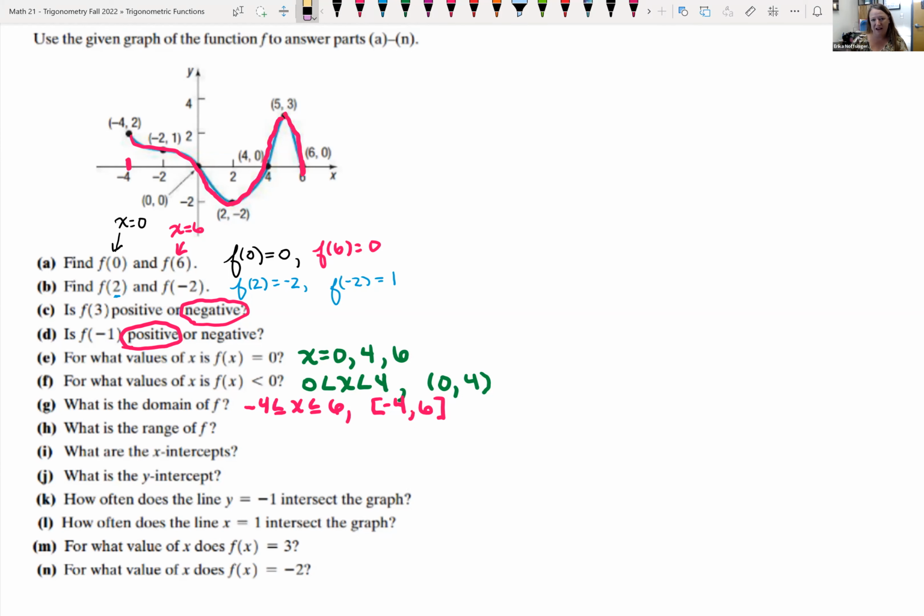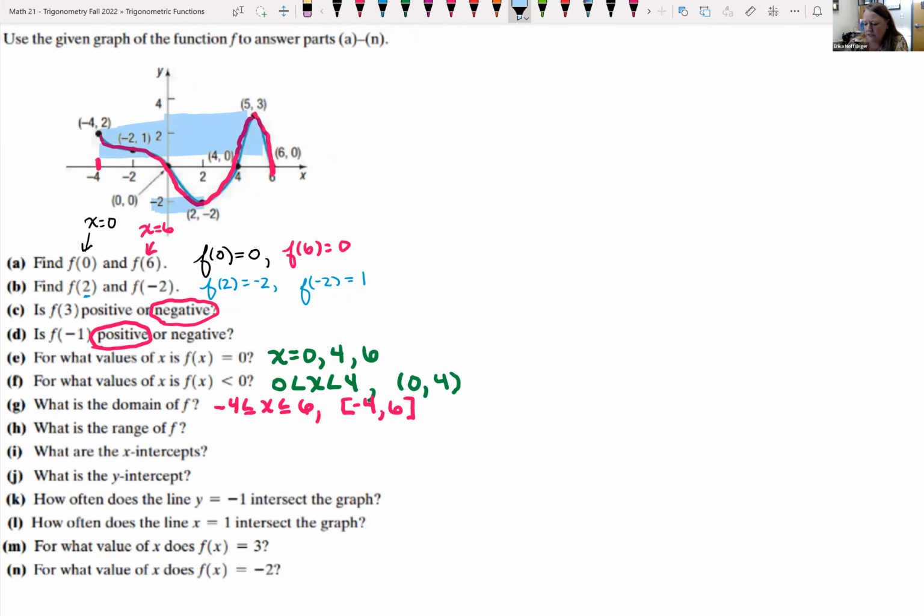Range are all the y values that our graph we're using. And so we need to look at all the y values. So look at this. My smallest y value in here is when x is -2. And my largest y value is when x is 3. So I'm hitting all the y values because it's continuous. There's no jumps in the graph.